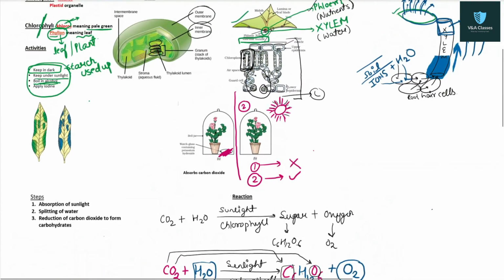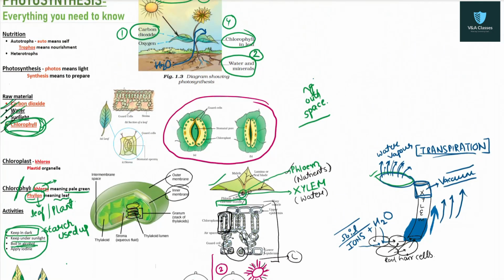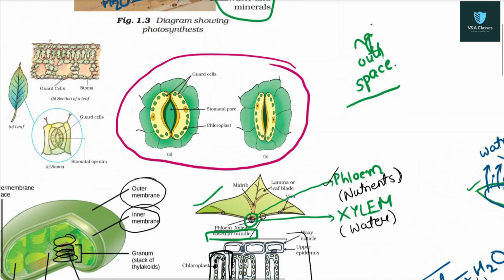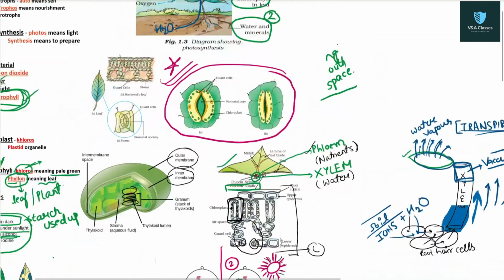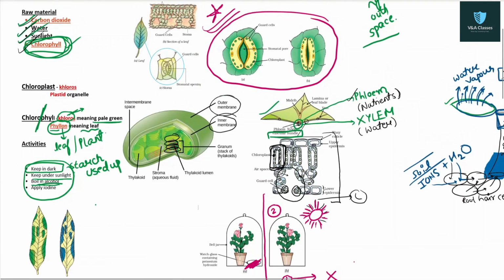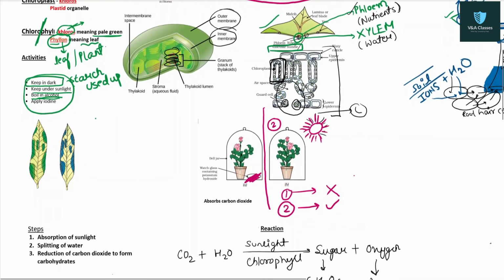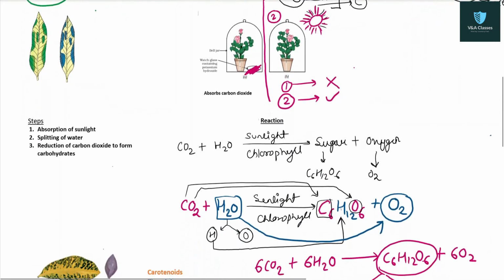And the second important thing is this diagram of stomata. Diagram and function of stomata. This is very important. You all must remember this. Now all the main topics that were there in photosynthesis are covered here. Let's see some of the smaller topics here.